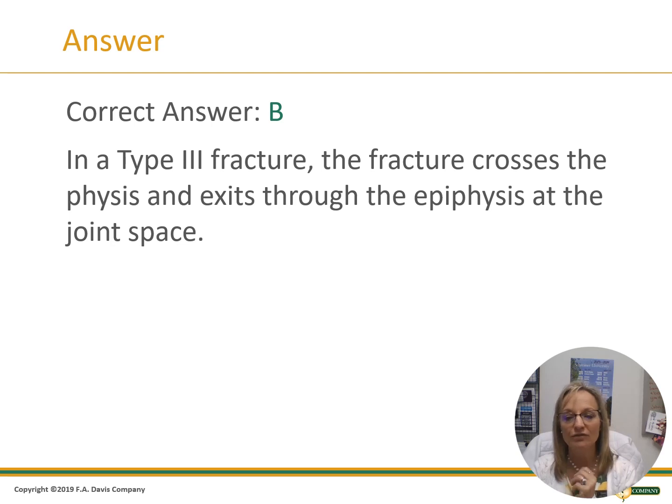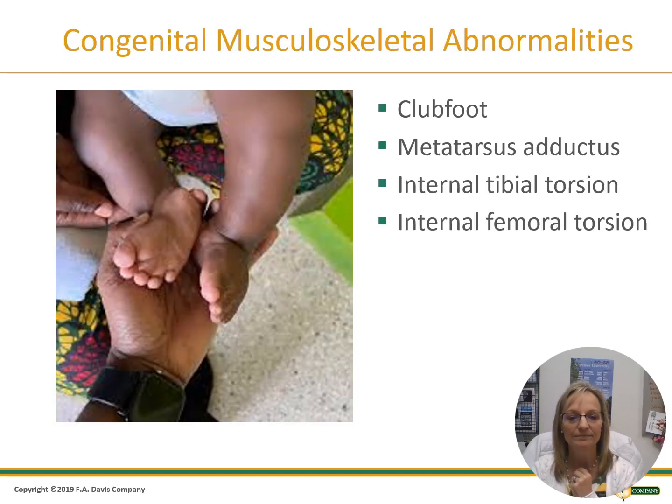In a type 3 fracture, the fracture crosses the physis and exits through the epiphysis at the joint space. Congenital abnormalities begin in utero and the child inherits them, so they're born with it. Some disorders, though, can be unrecognized until the child reaches a later stage of growth and development.